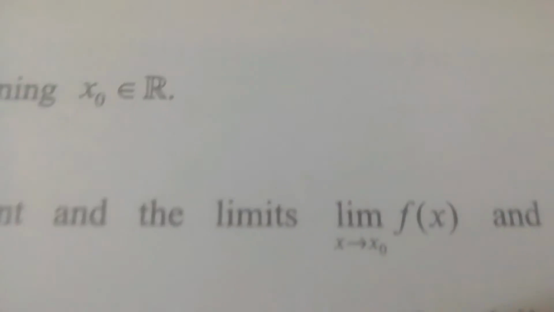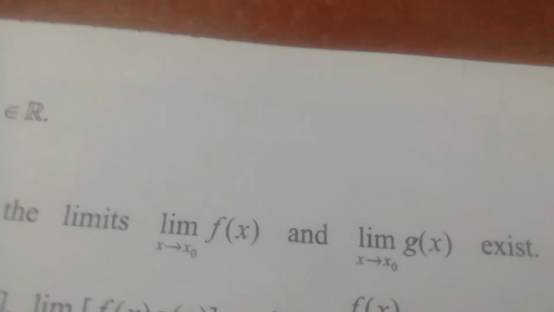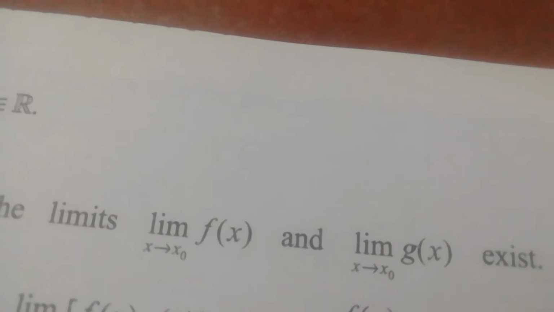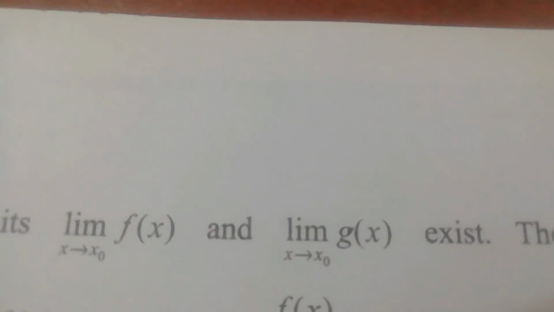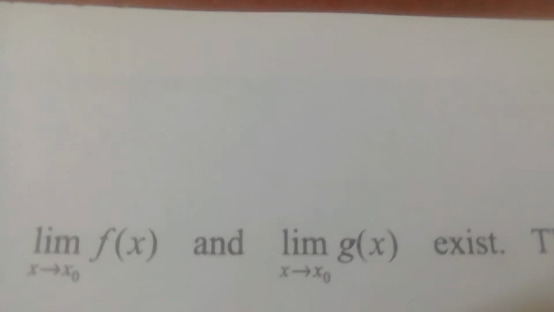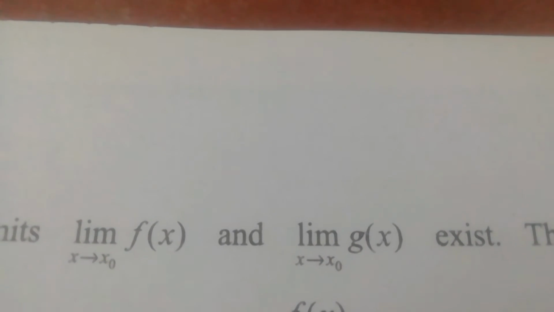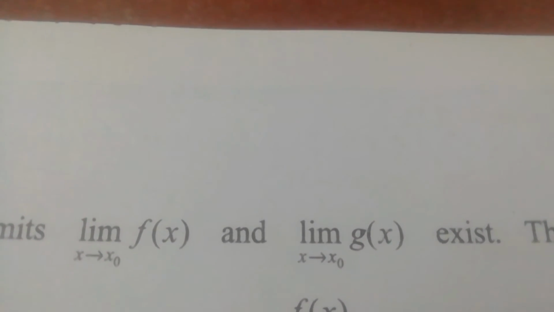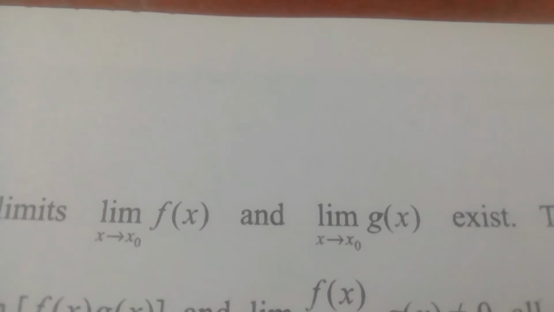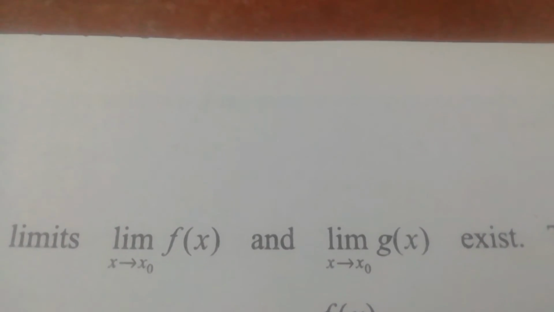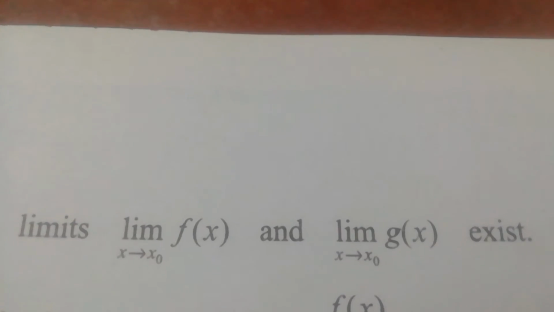Suppose that c is a constant, that means if you take x tends to c, the limit x tends to x naught f of x and the limit x tends to x naught g of x exist, which means you can find the value, we can get some value. Suppose we get the answer as infinity or minus infinity, that means the limit does not exist. If you get any real value, that means the limit exists.